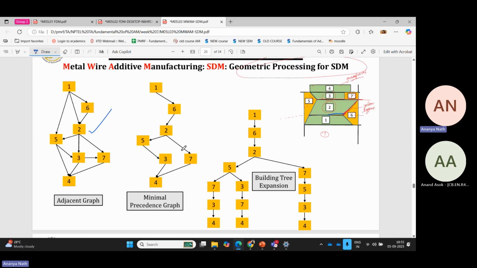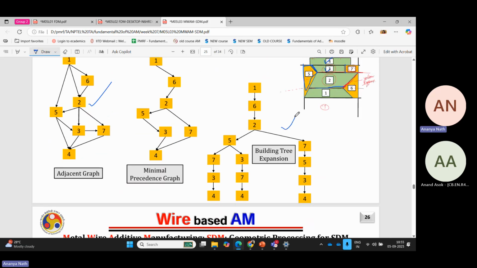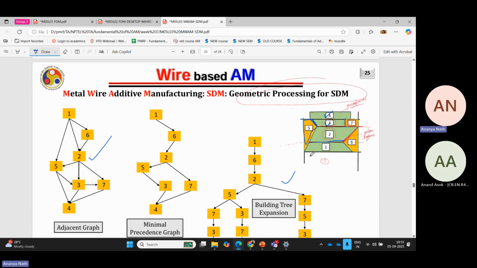The minimal precedence graph says that I will go first 1, 2, 1, 6 and 2. After that, as this covers the whole area, then I'll print the 5 and 7. Then after that, I will mill the surface and then I'll print 3. After that, at the end, I'll print the 4. Then building tree expansion. So this is how you can decide which part to print first, and you can put the command in your computer accordingly.